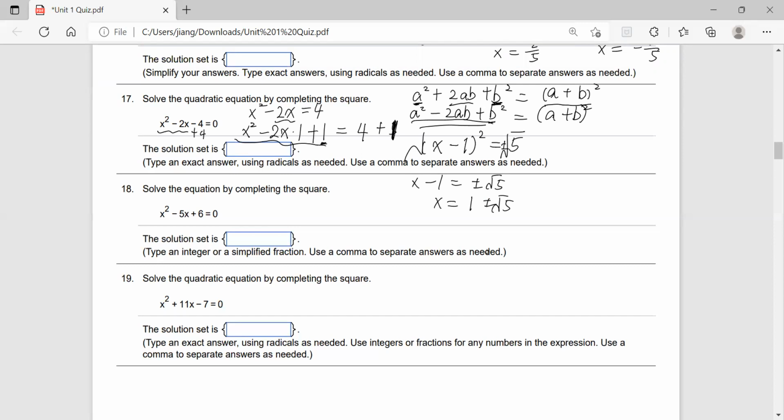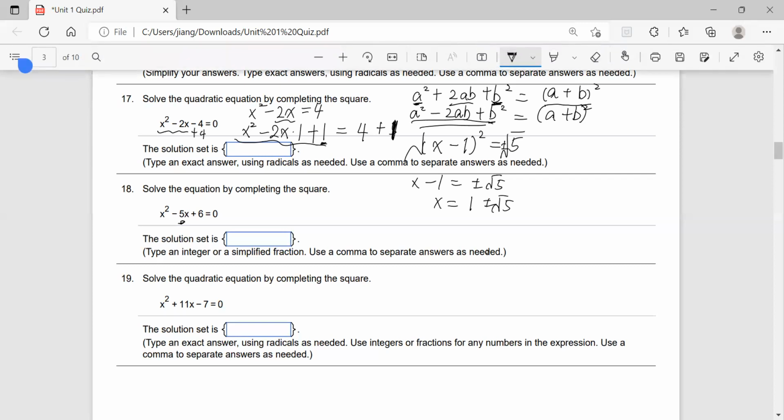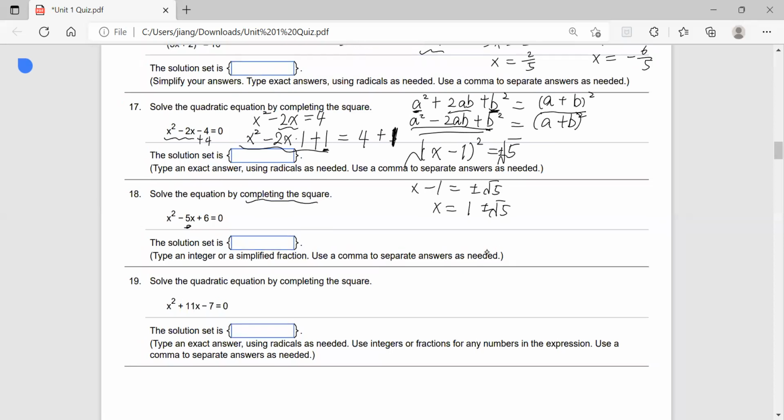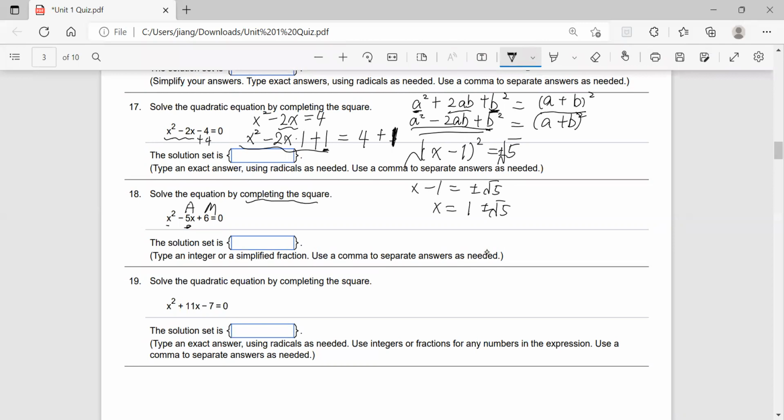So we're using the same way, but this one, I think the middle term is not an even number, it's odd. So even though the question is asking to solve the equation by completing the square, I prefer to use the AM method because it satisfies that the leading term is x squared. Let's try if it works.